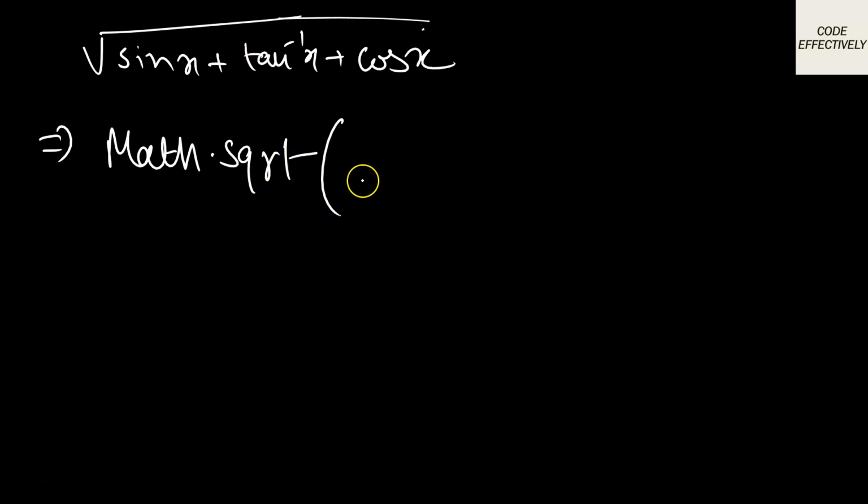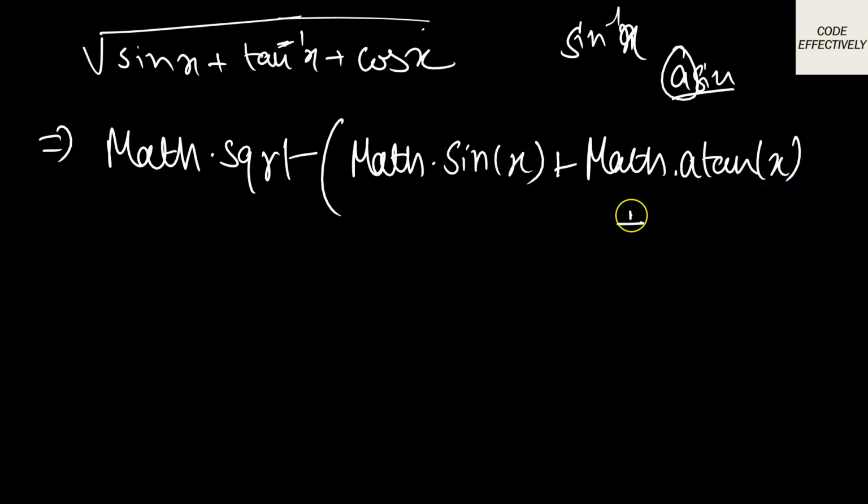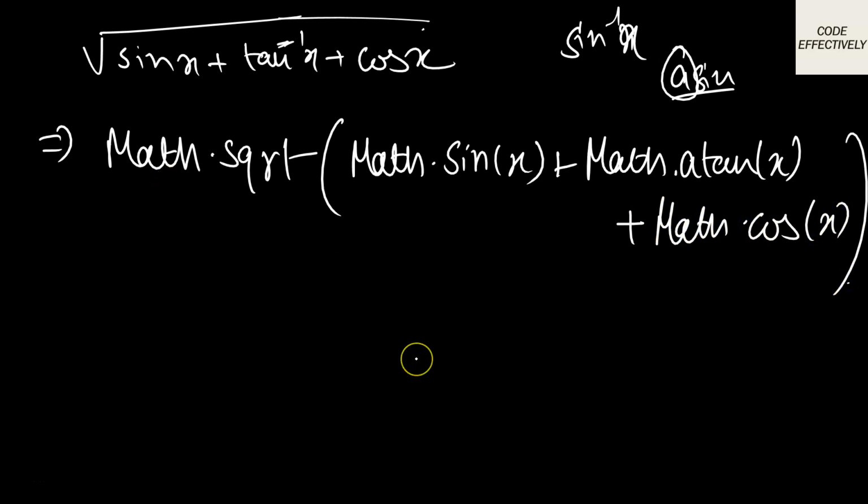After this we will take a bracket, and then for the sine we have an inbuilt function, Math.sin(x). Then we will have Math.atan, because it is an inverse given here, so it will be atan. Had it been sine inverse, we would be taking asin. For the inverse we take a, and for the normal we go for the simple one. And plus Math.cos(x). So this is the entire function we have to write for this.